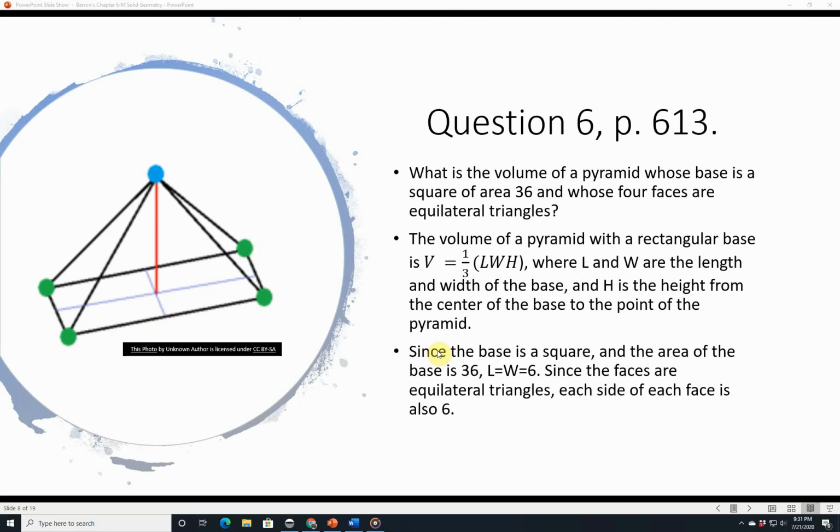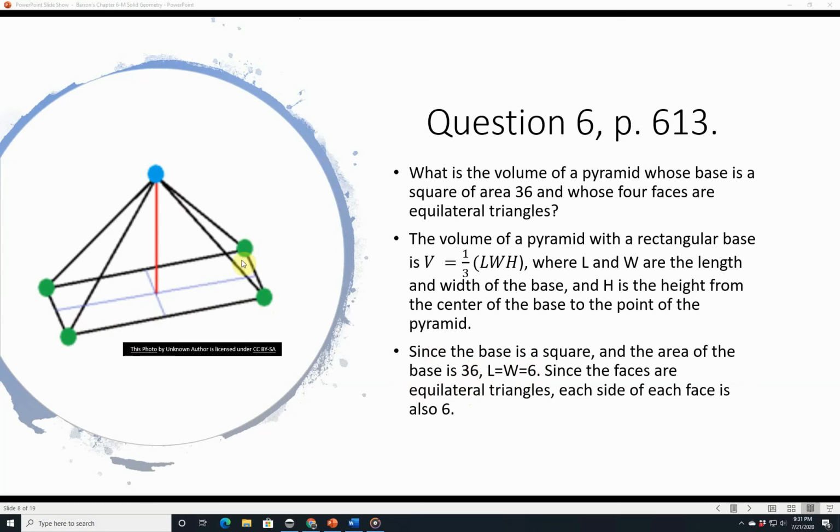So since the base is a square and the area of the base is 36, L equals W equals 6 because it's a square. So all four sides are equal. Pretty easy to take the square root of 36 to get 6. Since the faces are equilateral triangles, that means each side of each face is also 6.